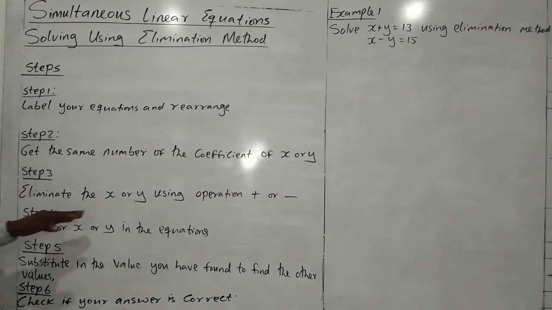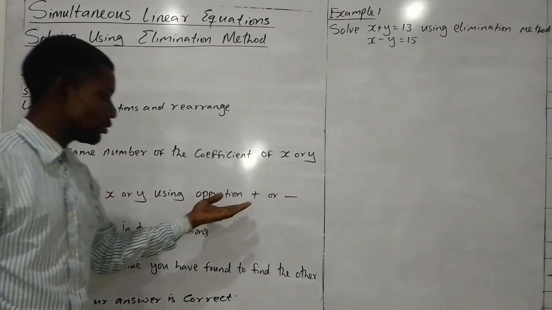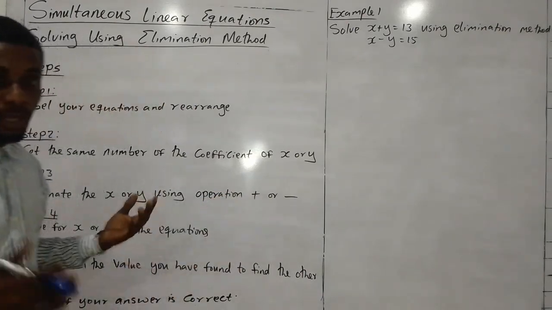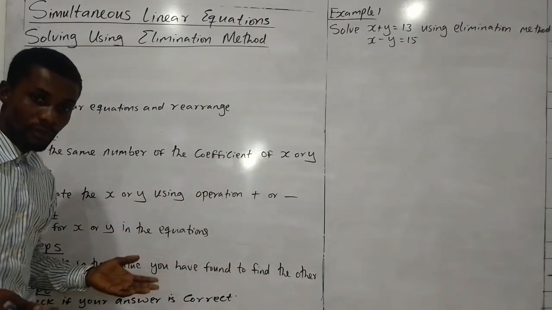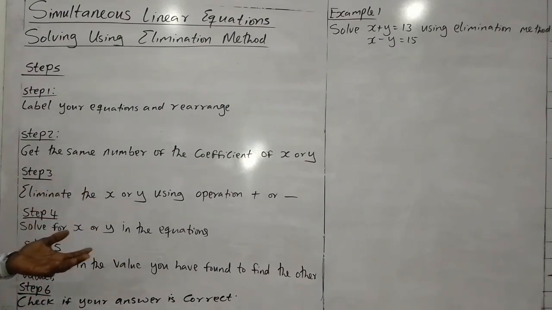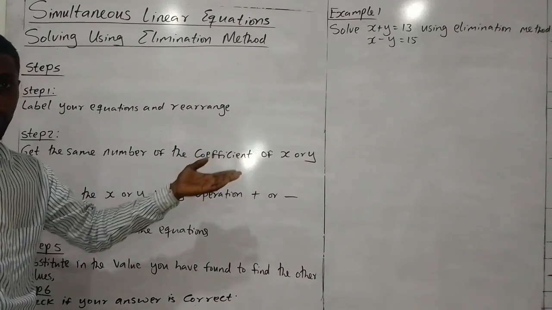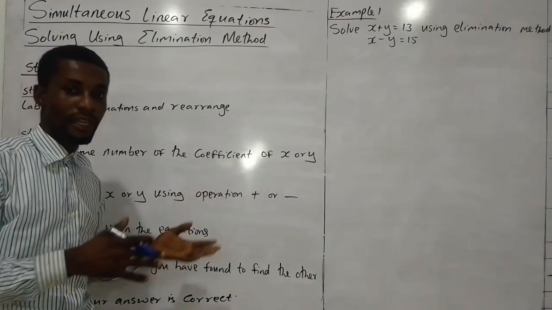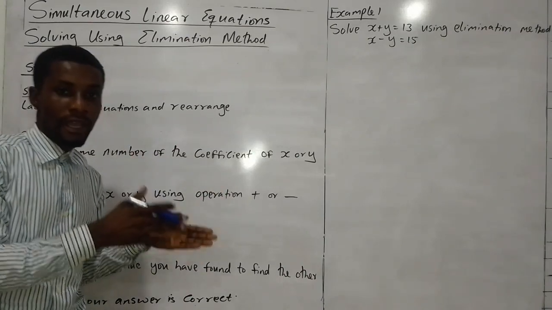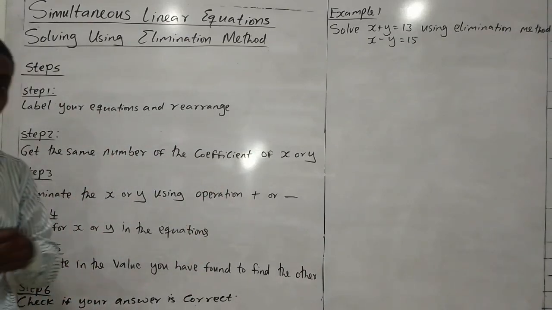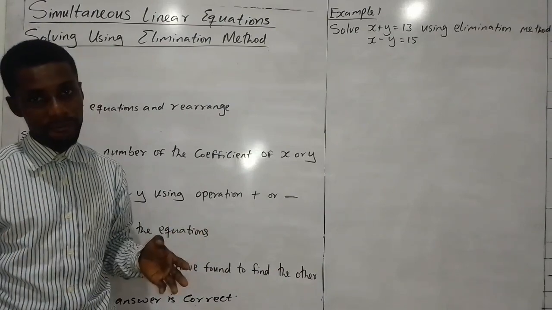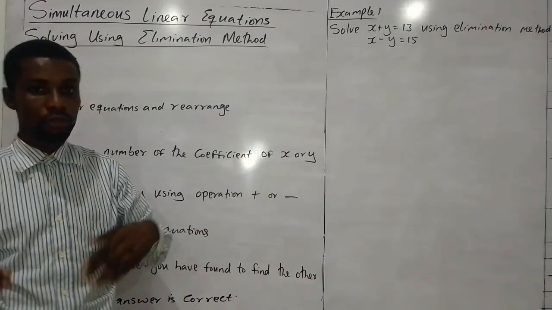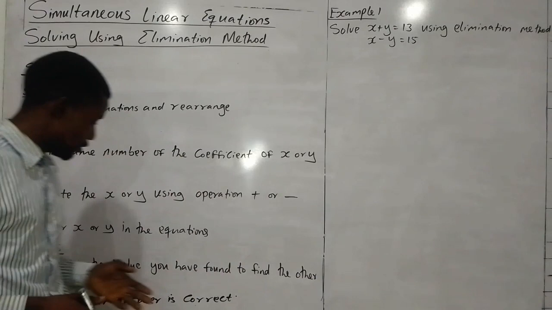Now the next thing is to eliminate x or y using the operation plus or minus. You can use addition or subtraction to eliminate the variable x or the variable y, depending on the one you are finding first. Step 4 says solve for x or y in the equation. After getting the value of x, you substitute x into equation 2 so as to get your y. Or if you get y first, you substitute y into equation 2 or 1 to get your x. So that's the next step.